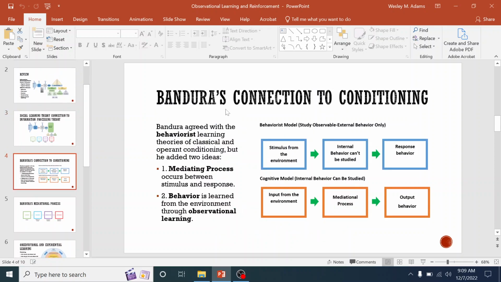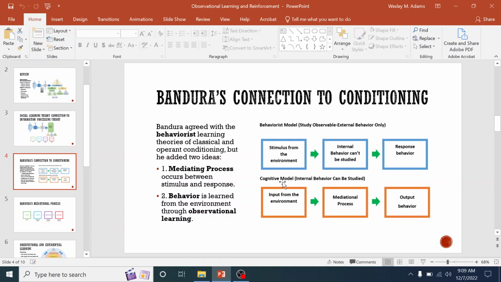Let's scroll down here. Let's just look at the two. So we have the behavioral model above, and that would be people like Pavlov or Skinner, more in terms of classical conditioning versus operant conditioning. That's what we're referring to when we talk about the behaviorist model. So they say stimulus comes in, but internal behavior can't be studied. They're saying it's a black box, can't do anything about it. And then you'll have a response behavior.